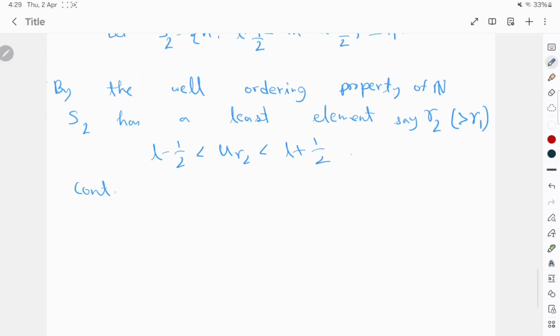Continue in this way. You see here this R2 is actually increasing. You have a sequence Rn, right? That Rn is actually strictly increasing, like that we will consider, and we obtain a strictly increasing sequence.